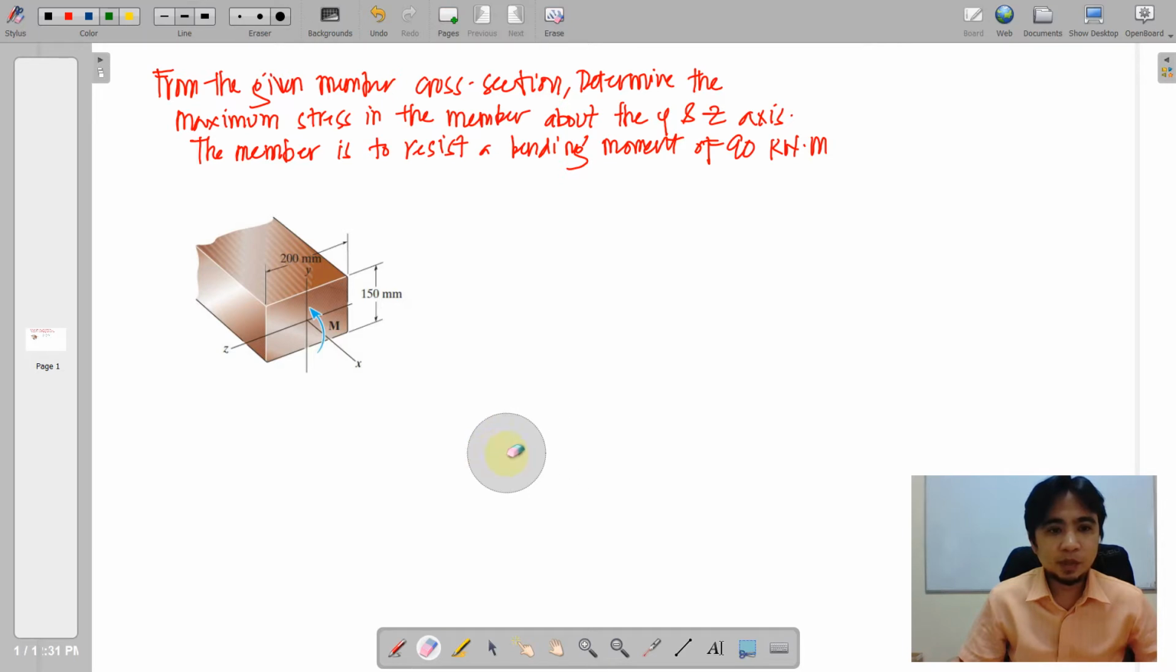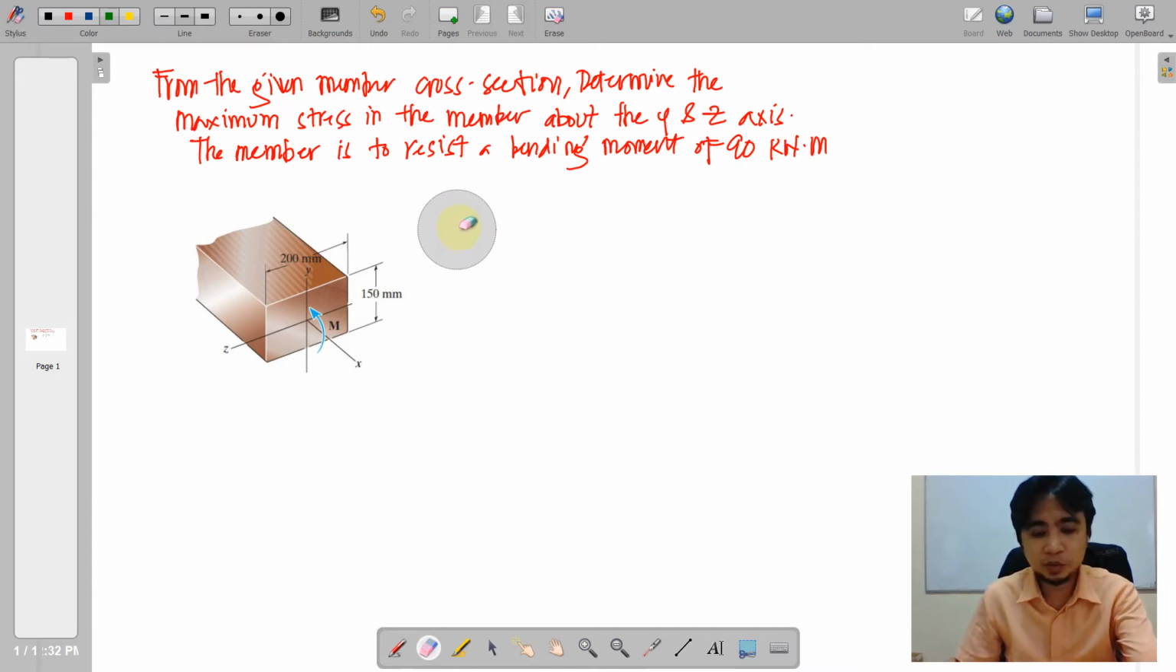In this problem, the member has a cross-section of 150 by 200. We have a z and y-axis. We are going to determine the maximum stress on the layer of z and the layer of y. The member is to resist a bending moment of 90 kilonewton meter.